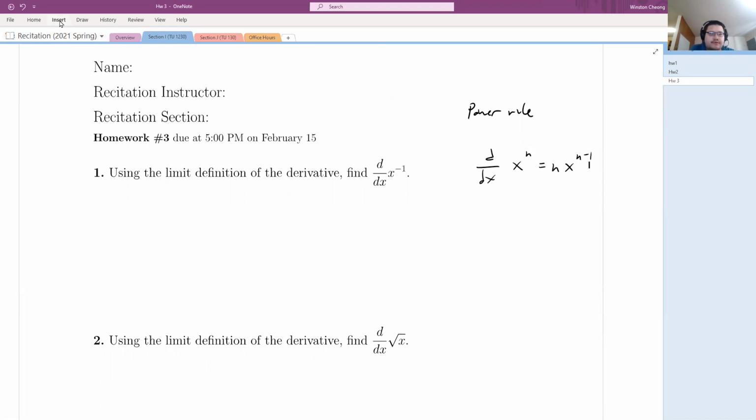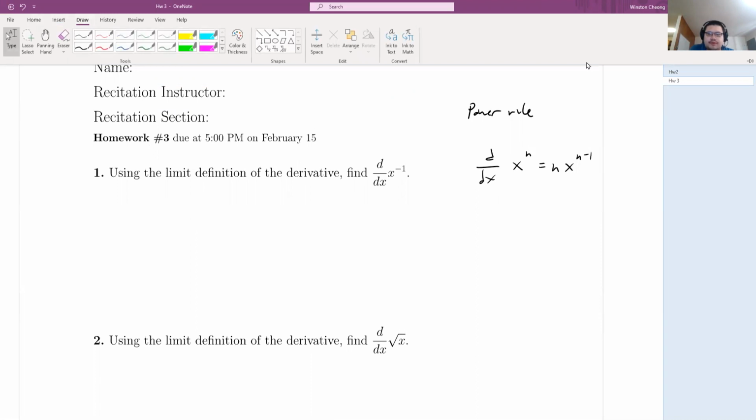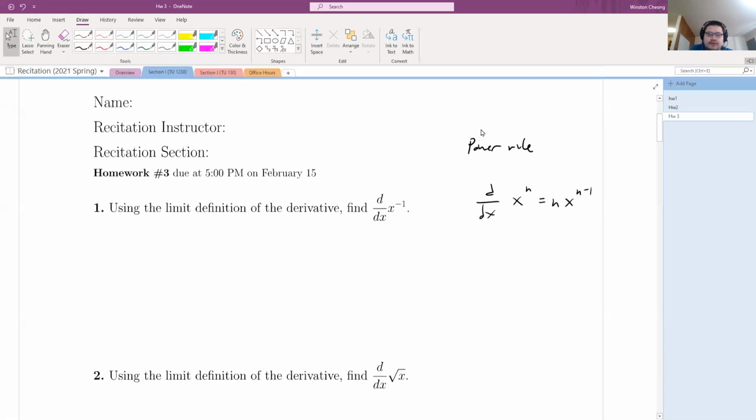Where did the ribbon go? Yeah, maybe I'll do that.